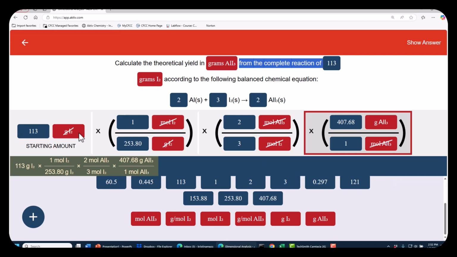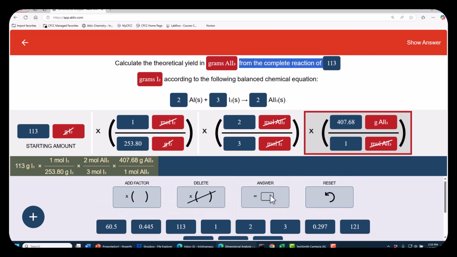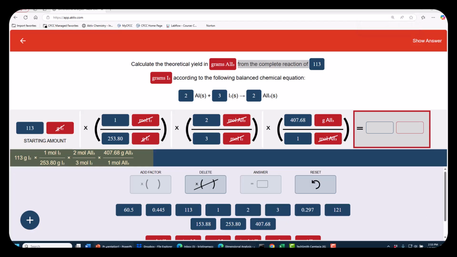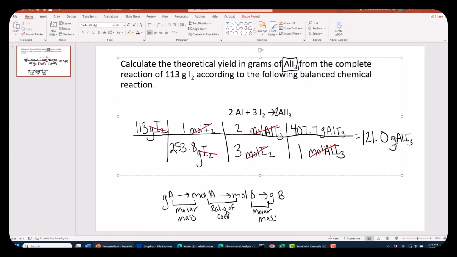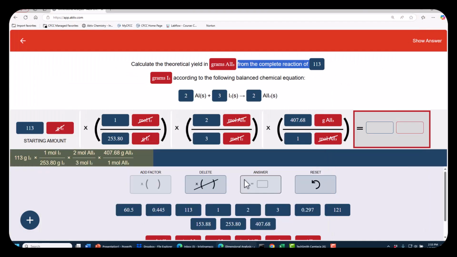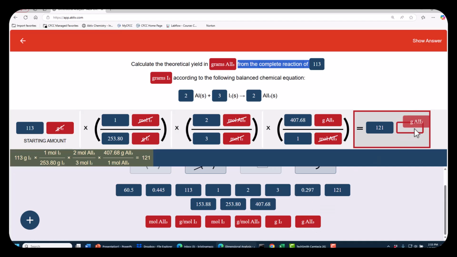Notice that it automatically helps me with my units here. It's like, oh, hey, we eliminated these grams. Thank you. We eliminated these moles. Sweet. And then we eliminated these moles. So it tells you the only unit left is the one that we want to solve for. And then lastly, we're going to put equals and get our answer in here. Our answer was 121 grams of that aluminum triiodide.